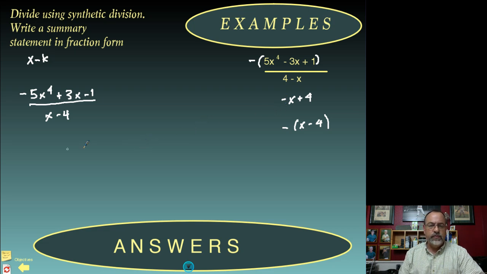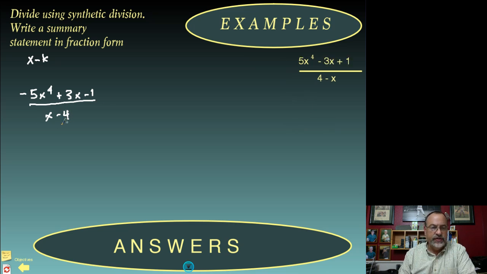So now that I have this set up, I can go ahead and do my synthetic division. So I'm going to use the 0 here, so 4 is going to make that 0, so I'm going to divide by 4. And then I'm going to write my coefficient. So negative 5, now that's x to the 4th. Notice I don't have an x cubed, so I need a placeholder. I don't have an x squared, so I need a placeholder.